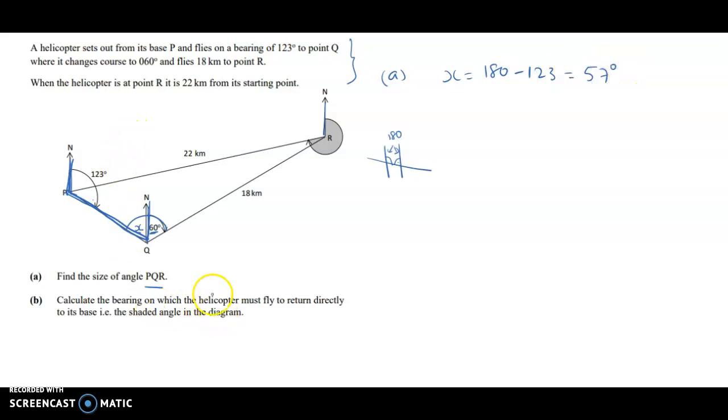Now is that my answer for here? No, my answer for here is this entire angle here. So it will be 57 degrees plus 60. So my final answer for this one will be 117 degrees. So that is part A. Now let's move on to part B.